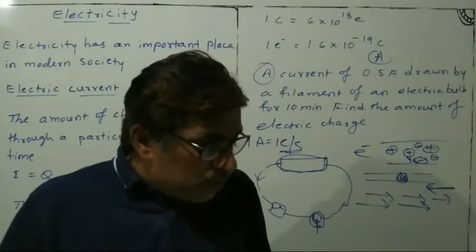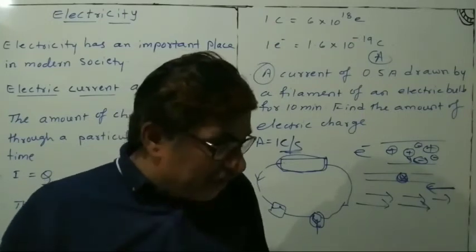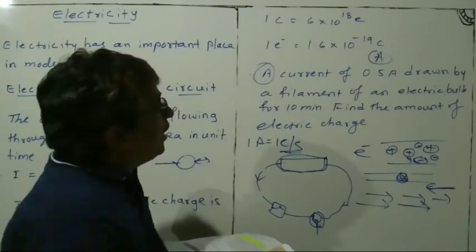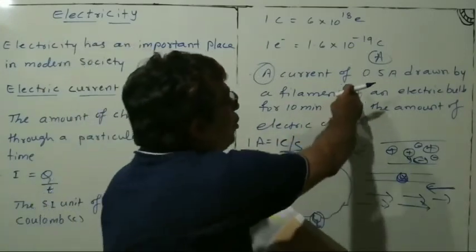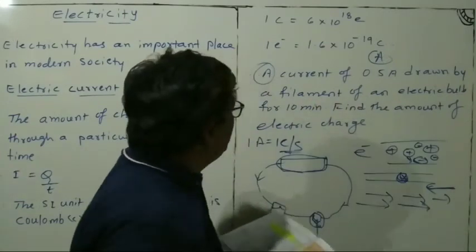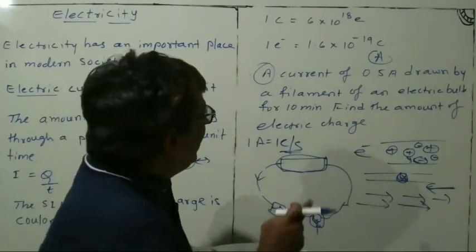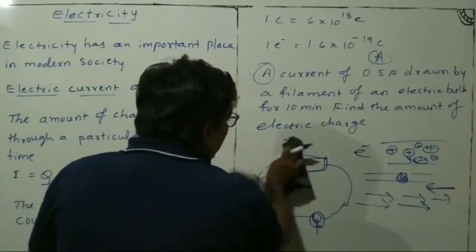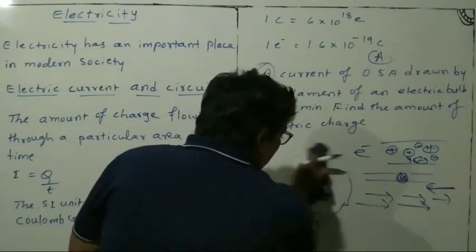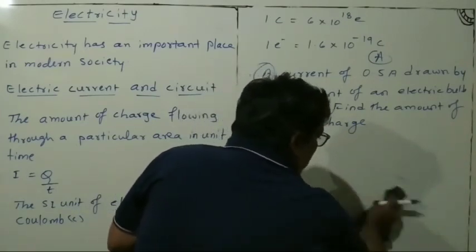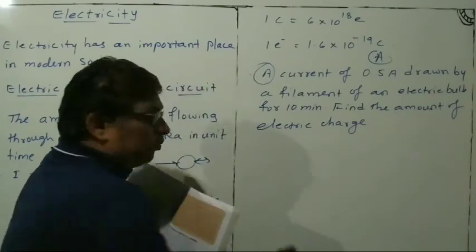Now, dear students, here is a question. A current of 0.5 ampere is drawn by the filament of an electric bulb for 10 minutes. Find the amount of electric charge. So what do you have to find? The amount of electric charge. Let's see what is given.